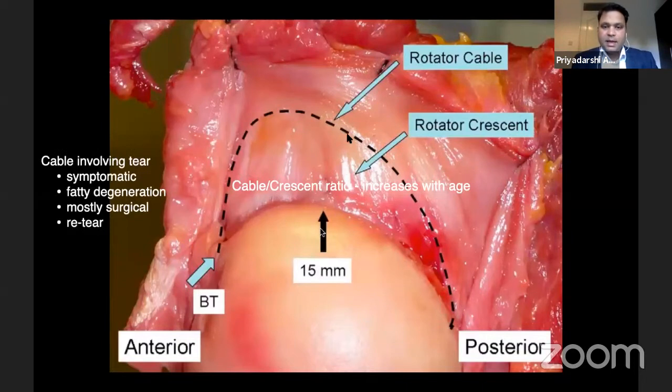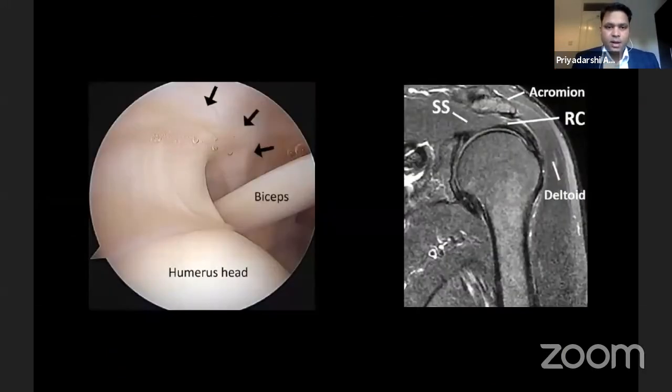Now, based on the crescent tear, and sometimes the cable is involved in the tear, they have classified this into cable involving tear or crescent involving tear. More commonly, the cable involving tears are more symptomatic, undergo more fatty degeneration, and are mostly surgical. And there is a high risk of re-tear in the cable-related tear. Okay, this is the arthroscopic image where you can appreciate the rotator cable, and that's the crescent area. And in the same way in the MRI, you can appreciate the hyperintense shadow here, which denotes the rotator cable.